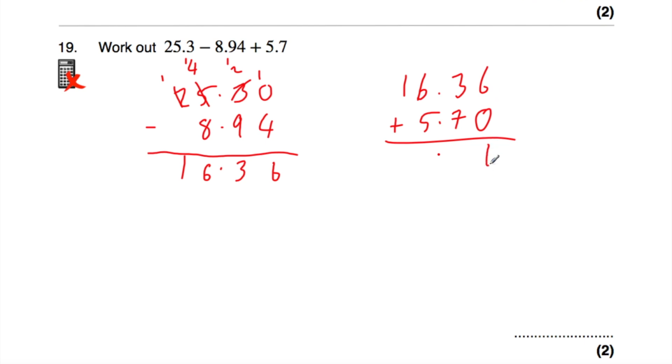6 plus 0 is equal to 6. 3 plus 7 is equal to 10, so put a 0 down and carry our 1. 6 plus 5 is equal to 11, plus 1 is equal to 12, so put a 2 down and carry a 1. And 1 plus 1 is equal to 2. So the answer would be 22.06, and that's it.